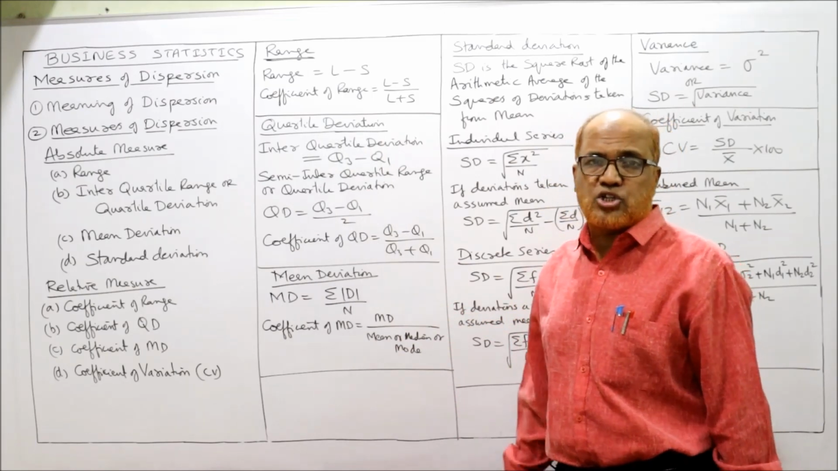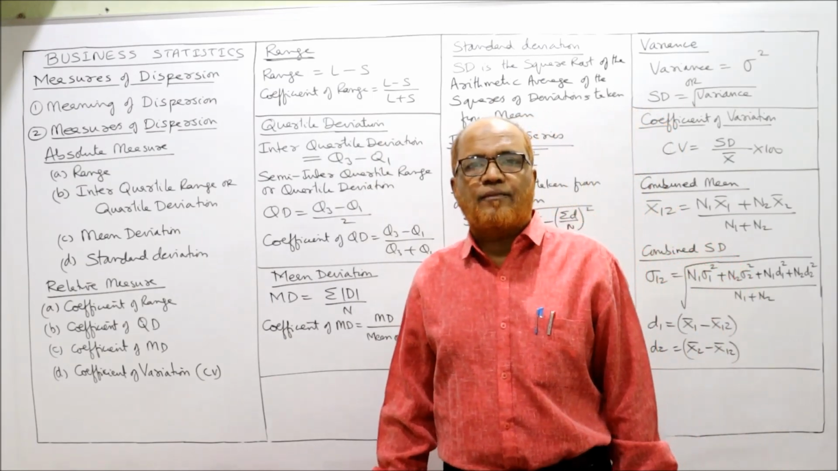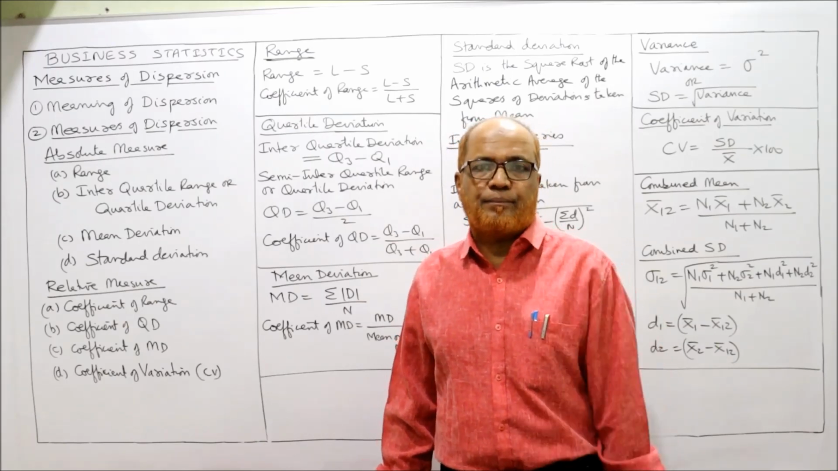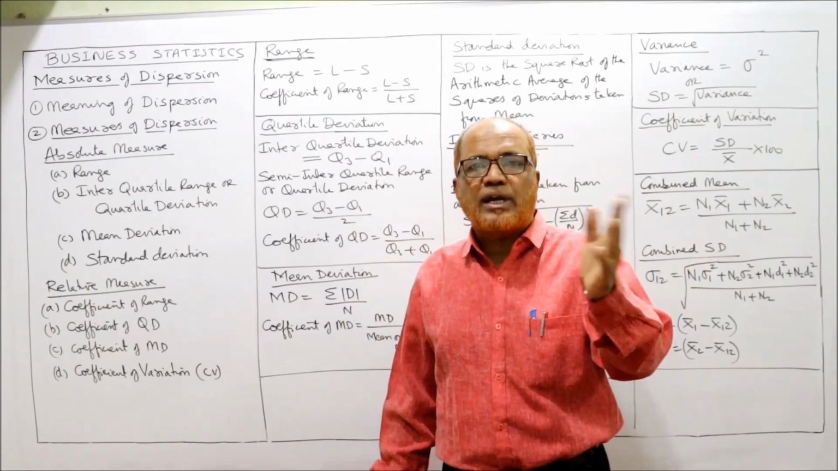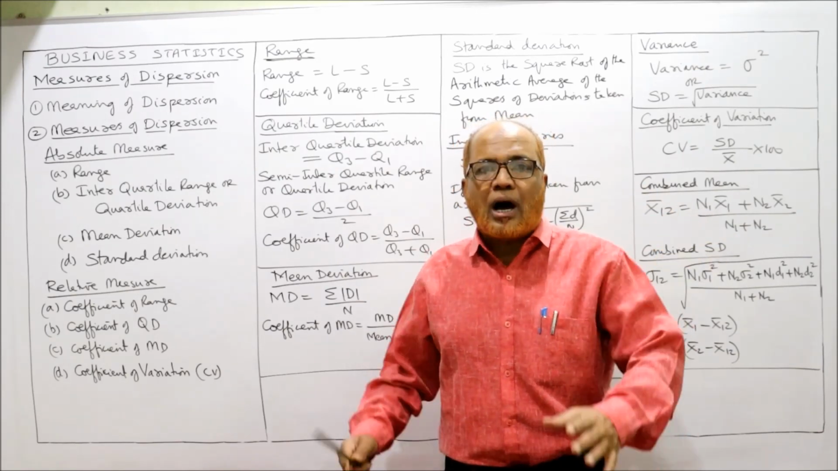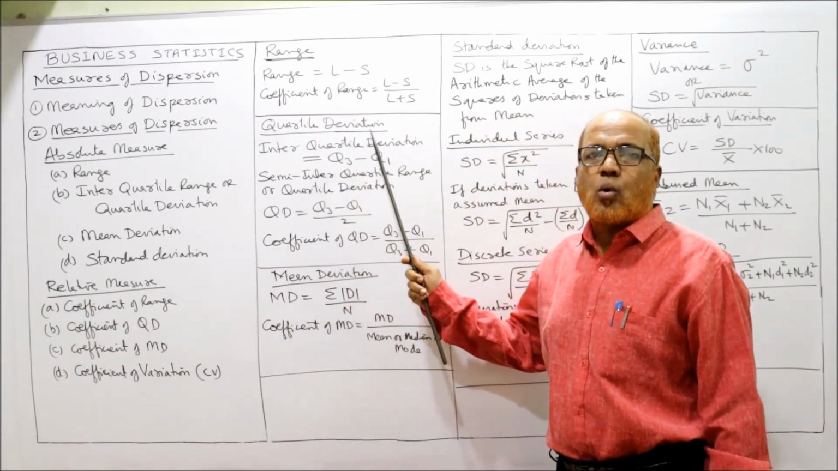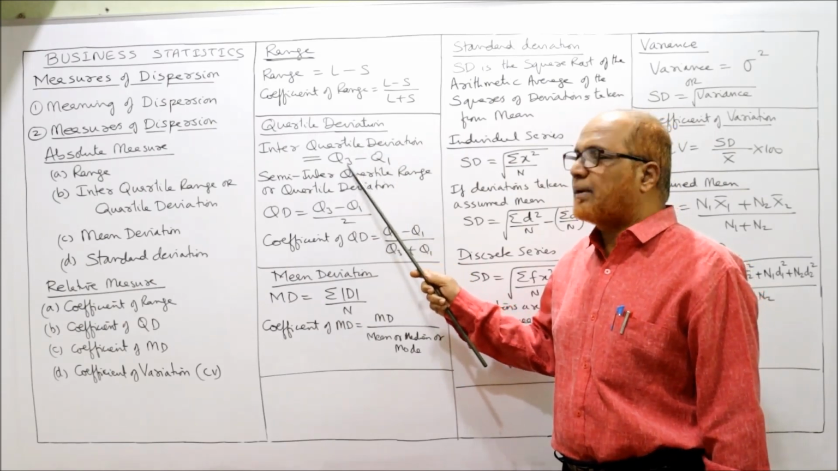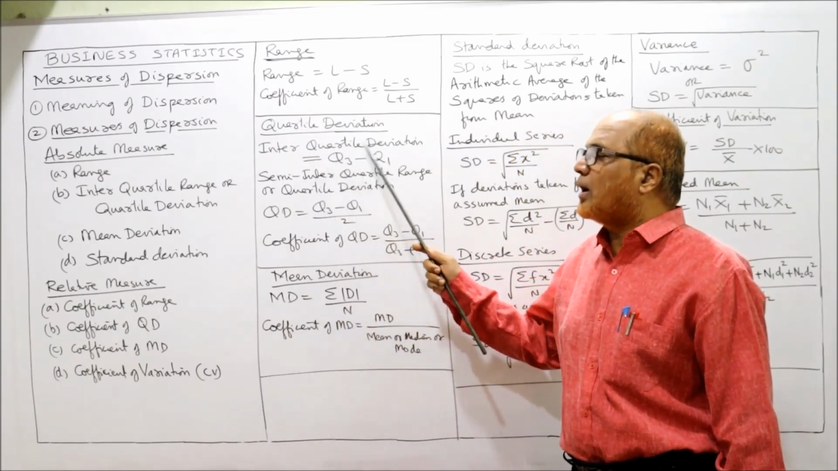So the easiest method of studying dispersion is range. Next is quartile deviation. Quartile deviation shows the average deviation of the quartiles from the median. Two quartiles are there, Q3 and Q1. Q3 is the upper quartile and Q1 is the lower quartile. So how the quartiles deviate from the median value will be known by quartile deviation. The interquartile range is represented by Q3 minus Q1. Upper quartile minus lower quartile gives you the interquartile range.